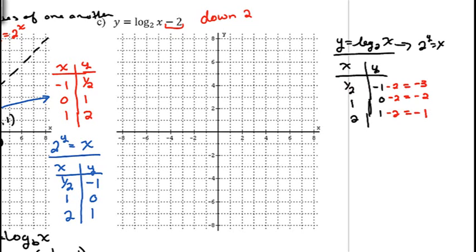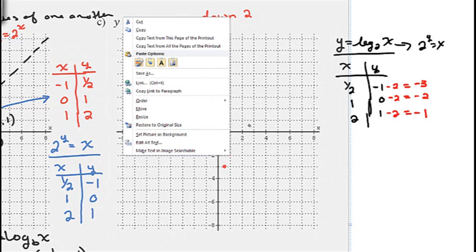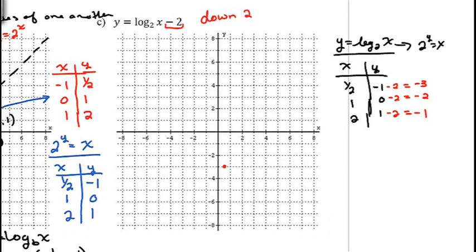So we'll have the points 1/2, -3, and 1, -2. Oops, that's not 1, -2. Oh, yes, it is. And then our last point is 2, -1. And so again, this is curving around, gets very close to this y-axis, but never actually crosses it. So this is the graph for y equals log base 2 of x minus 2.